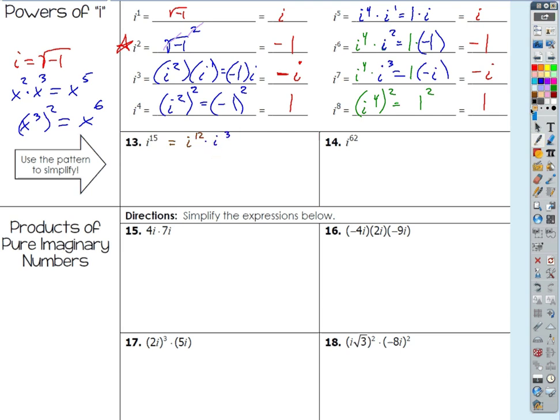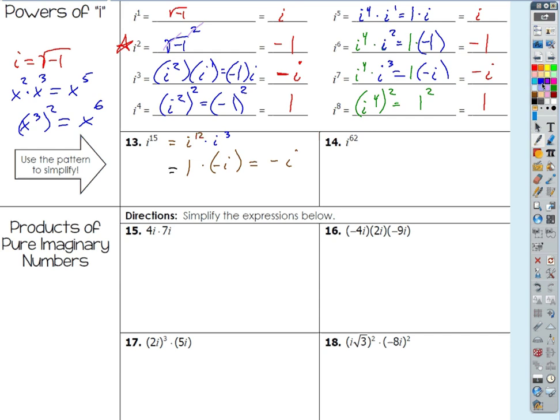Well, what's I to the 12th guaranteed to be equal to? 12 is a multiple of 4, so it's going to equal 1, isn't it? Right? So that's going to give me a 1. So I'm going to get 1 times I cubed. And if we know these first 4 powers of I, I could give you any whole number power of I, and you can tell me what the result is, right? So I know I cubed is -I. And so my answer is 1 times -I, which is -I.